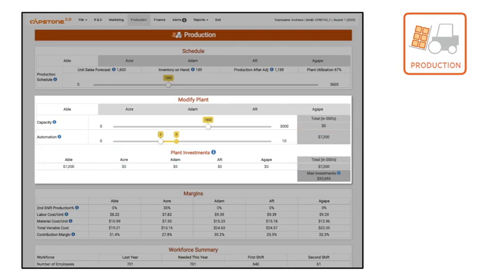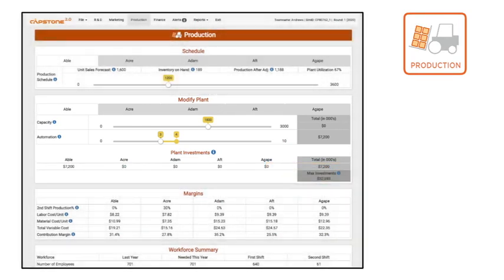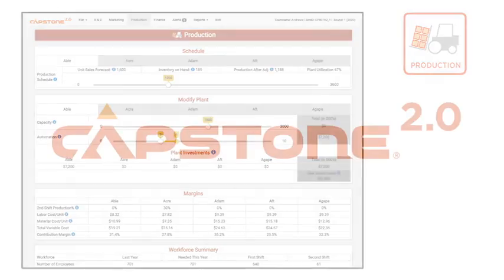Investments in capacity and automation purchases have a ceiling. Each year, the max investments limit will tell you how much you can spend. Production should always align its capacity levels with marketing's forecasts, and it must notify finance if it decides to purchase capacity and automation. Good luck!